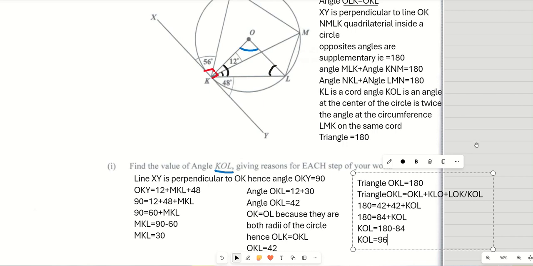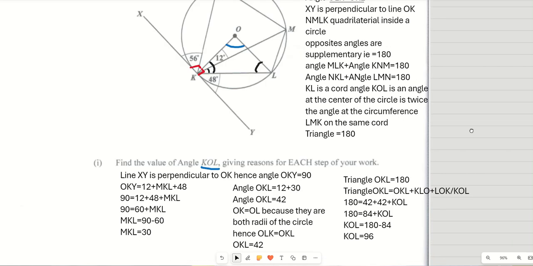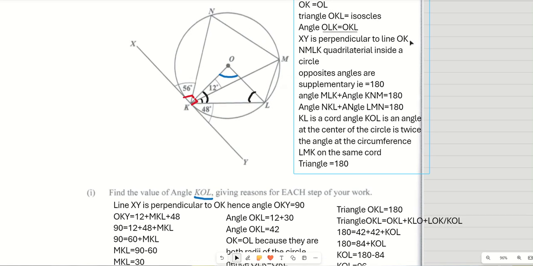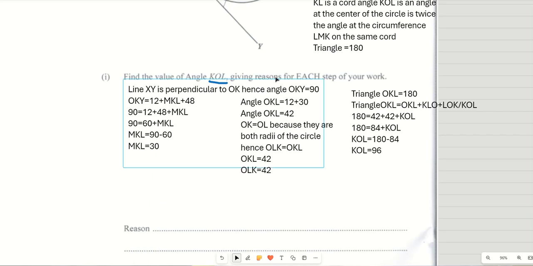Alright, and that is how you would do this question. This is all the information. So you see that we have used some of the things that we deduced from the circle and this image here. And they told you to give a reason for each step. So my first step was to say that XY and OK are perpendicular, and then you would solve for that, and then you have to say that they are radii, so they're equal, the base angles are equal. Then you say a triangle is 180, so you need to put your reasoning, okay?